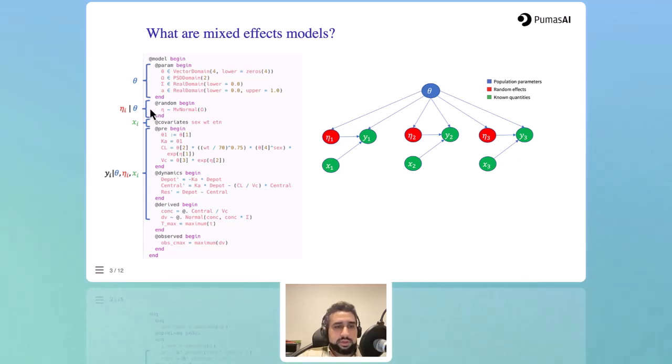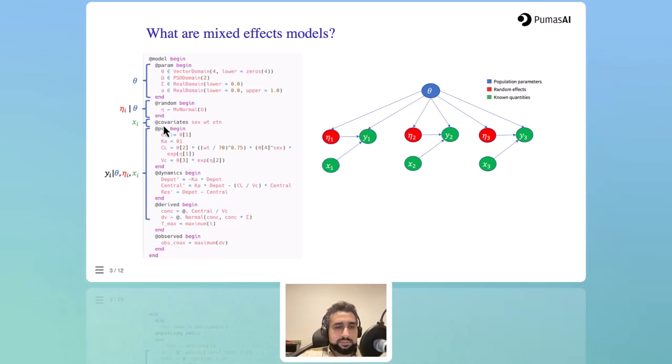Now in the random block, this is where we define the random effects prior, or the prior distribution of the random effects for all the subjects. Here we just write eta, we don't write eta i or eta 1, 2, 3, but it's implied that there's one set of random variables for each subject. So eta 1 would be a multivariate normal with mean 0 and covariance matrix omega. Eta 2, same thing. Eta 3, same thing. Right? Here we just write eta, but it's implied that this is subject specific.